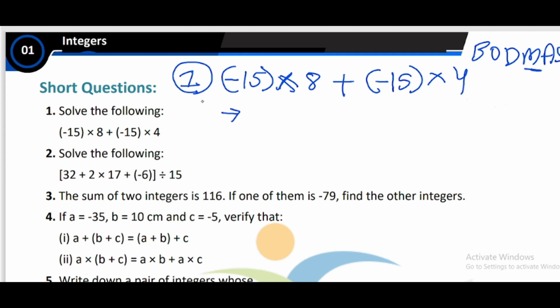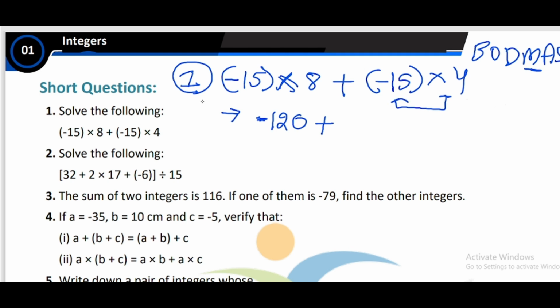Minus 15 multiplied with 8. First we multiply the signs of the integers that are given. Minus 15, that is minus, multiplied with plus 8, it means minus into plus, that is minus. Then we multiply the numerals, that is 15 into 8, that is 120.